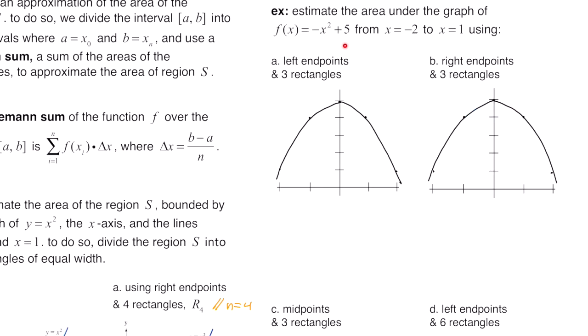This example says, estimate the area under the graph of f of x equals negative x squared plus 5, from x equals -2 to x equals 1, and then we're going to use, for part A, left endpoints and 3 rectangles. So this is A and this is B. To find change in x, we go b minus a all divided by n. Again, n is the number of rectangles.